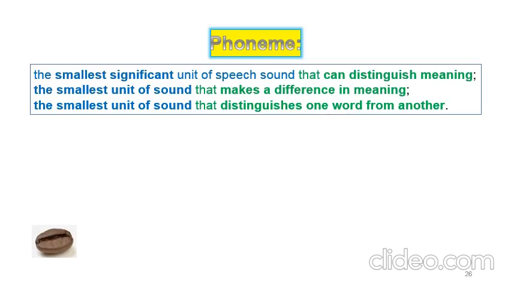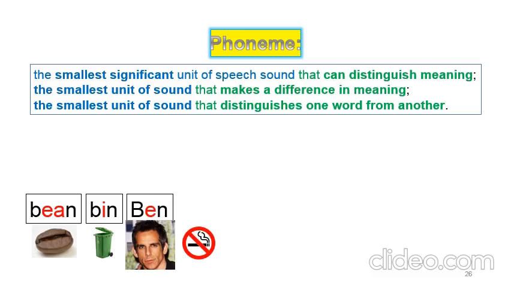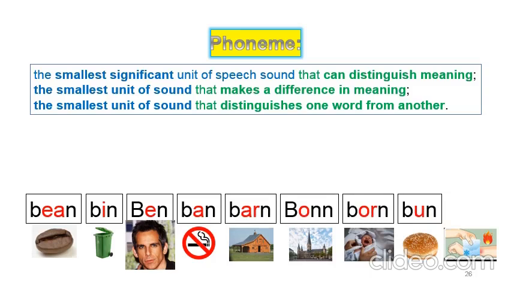What about vowel sounds? Let's look at some examples. We have been and bin. Two different words. The consonants at the beginning and at the end are the same in been and bin, but the vowel sound is different, and the vowel sound changes the meaning. E and I are English phonemes. What about ben, ban, barn, bon, born, bun, burn? So how many vowel phonemes do we have now? We have E, I, E, A, A, O, O, A, and R.